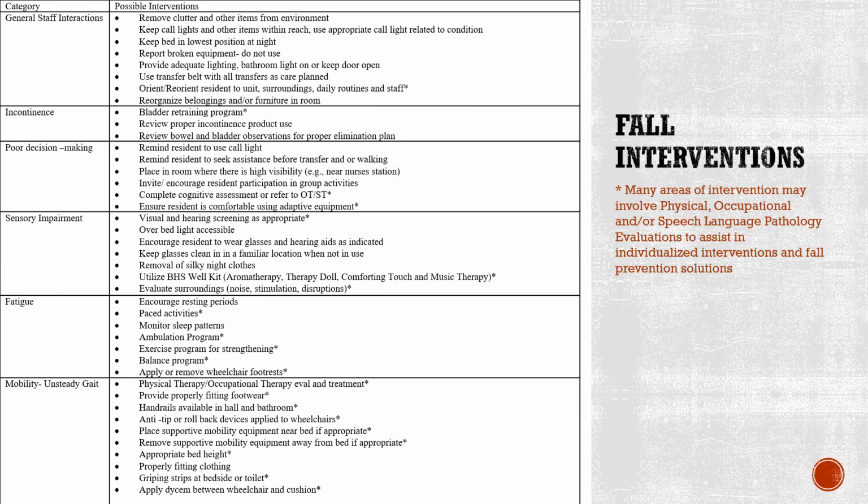Removal of silky night clothes. A lot of residents we will find will just slide right off of their bed because they have those nice silky nightgowns on, and they'll just say, oh, I just slipped out of bed. Simple change, or at least a way to identify why the fall is occurring, and then talking with the resident and the family about what are some potential things we can do to keep you safe and independent now that we've identified this as a potential cause.